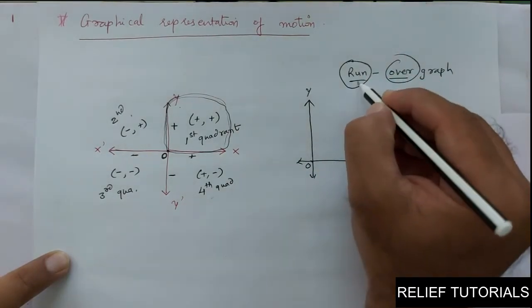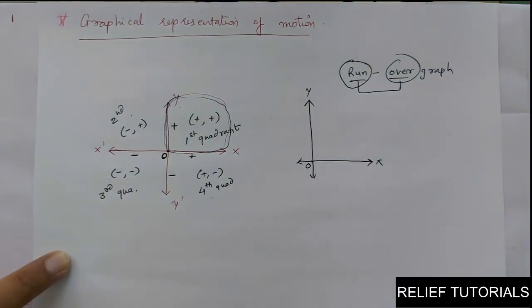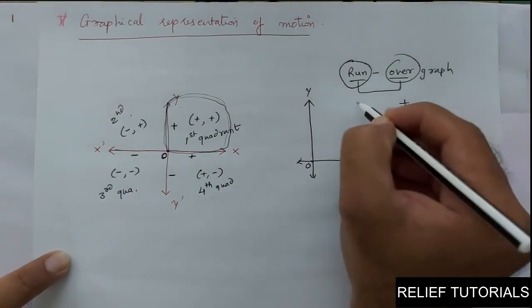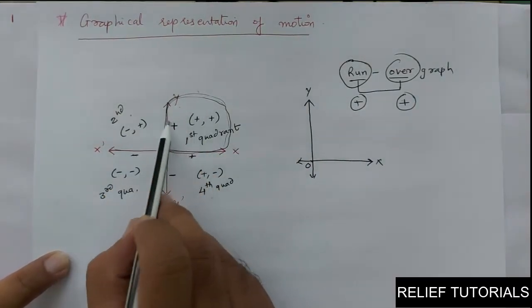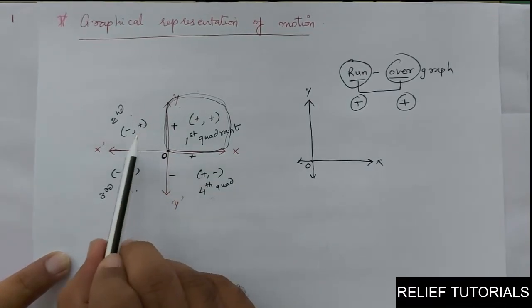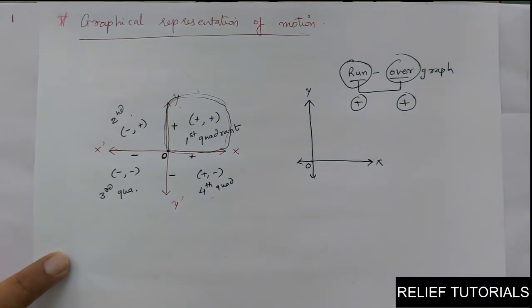Now run and over are the two quantities to represent on the graph. First thing, we know that both the quantities are positive. Out of these two, none of them is negative. Over cannot be negative, run cannot be negative. So both the quantities are positive. So we have to show them on the first quadrant only. So while representing the run and over graph, you have to draw only the first quadrant.